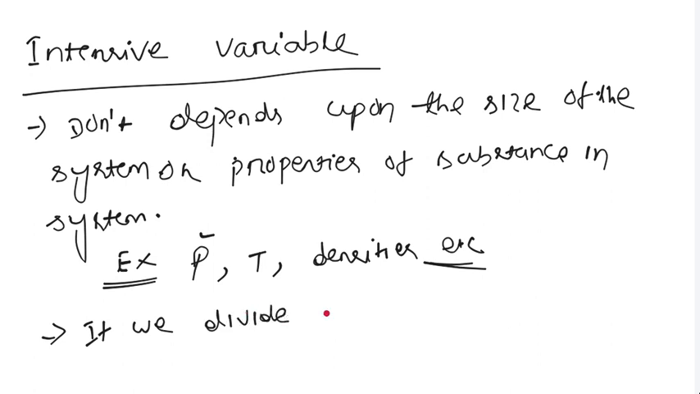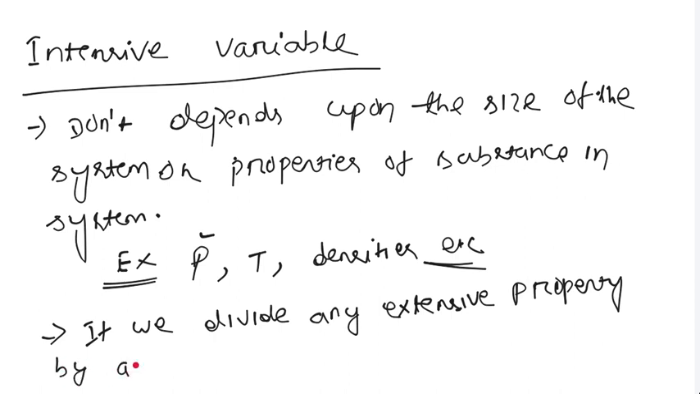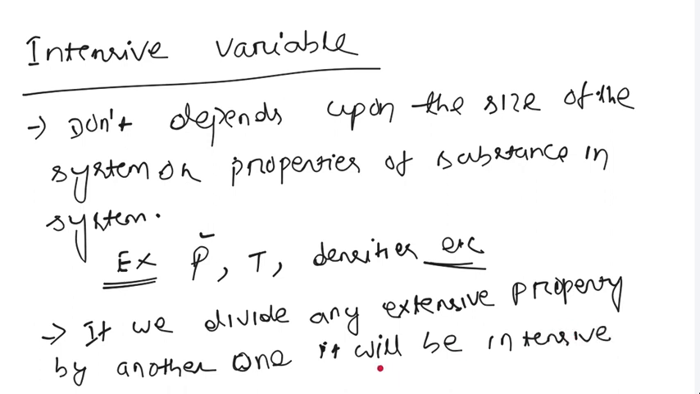Always remember, if you divide one extensive property by another, it will produce an intensive property. For example, density is mass by volume. Mass is an extensive property, volume is an extensive property, so mass by volume, density, is intensive.